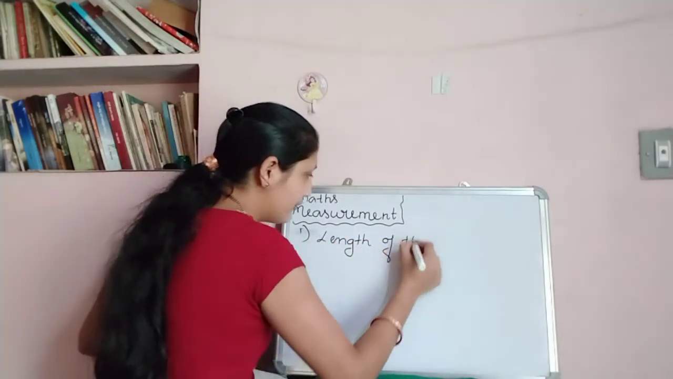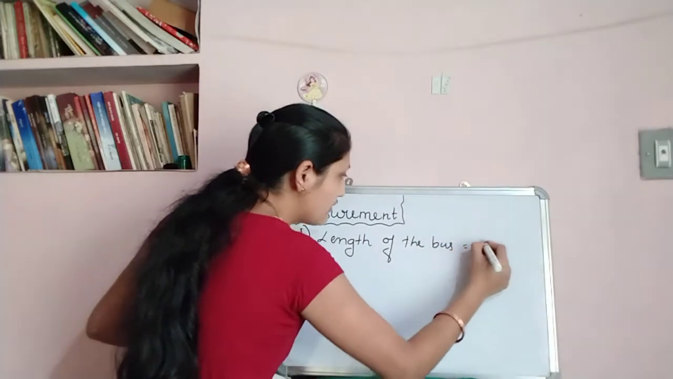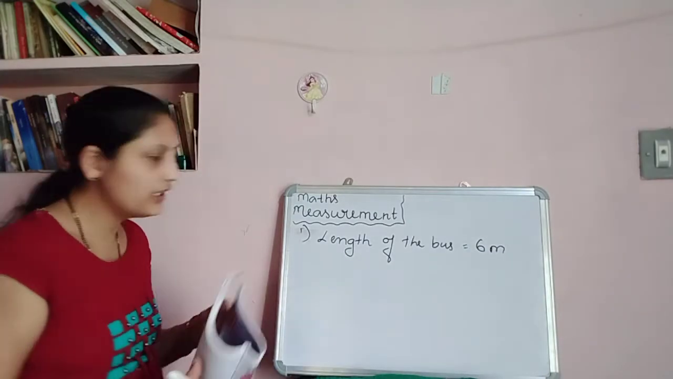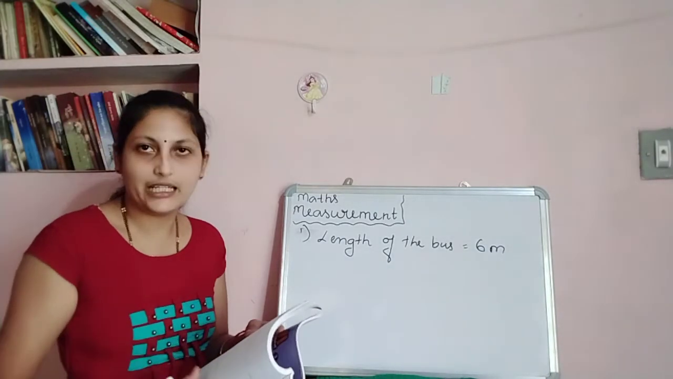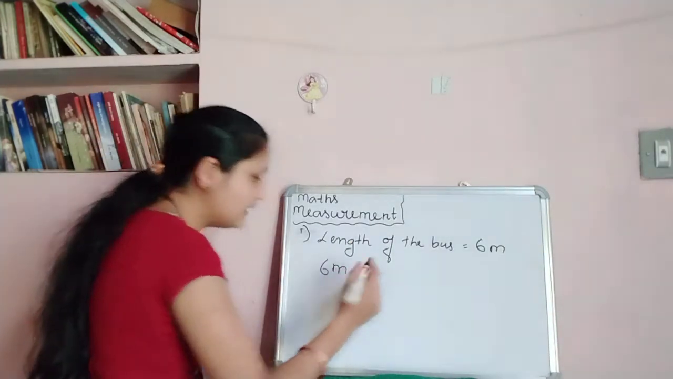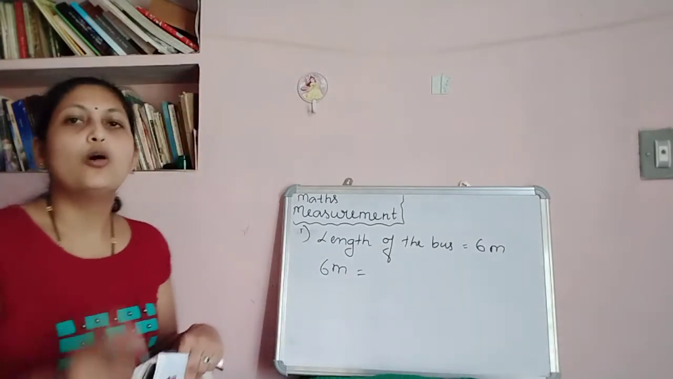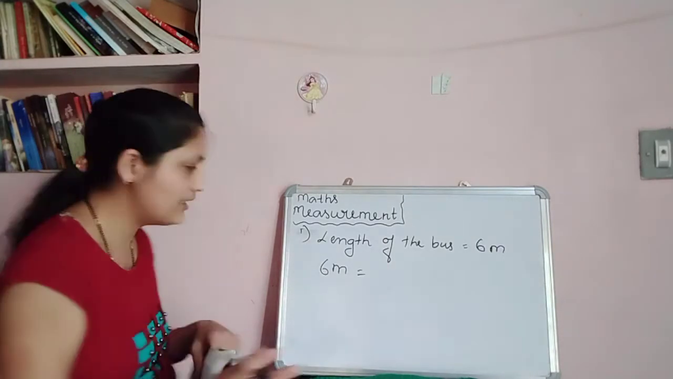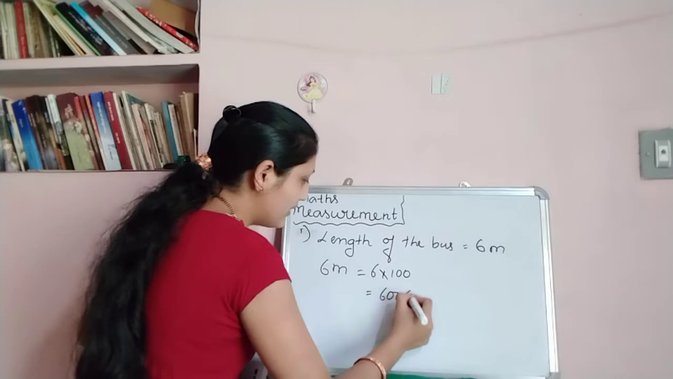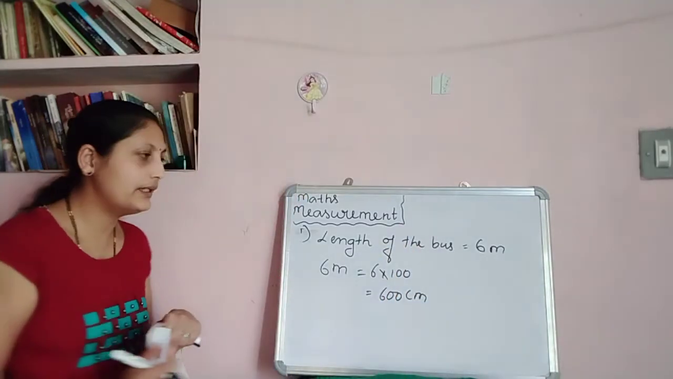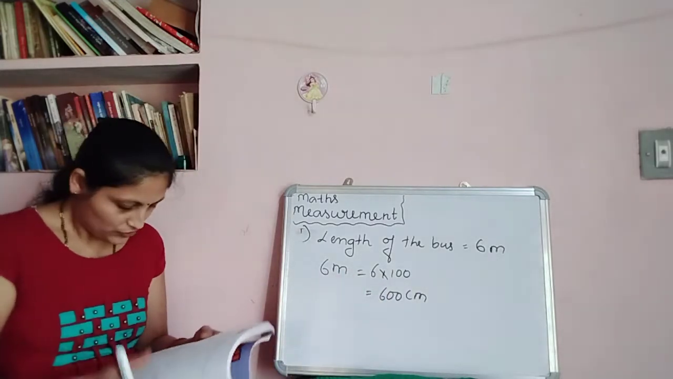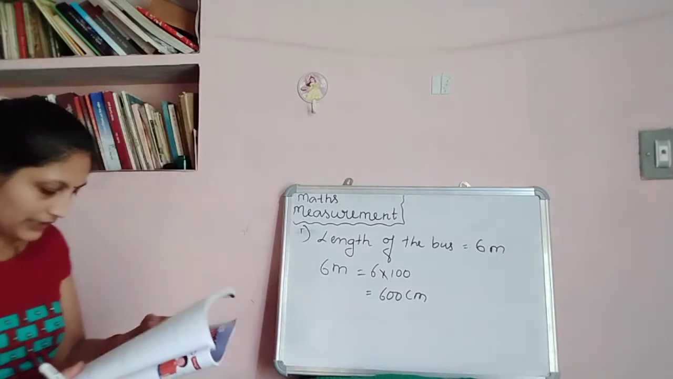Length of the bus is 6 meter. It has to be expressed in centimeter. What is the length in centimeter? So when 6 meter is converted into centimeter, you all know that 1 meter is equal to 100 centimeter. So 6 meter is equal to 6 into 100, that is equal to 600 centimeter. So what will be the length of the bus in centimeter? It is 600 centimeters.